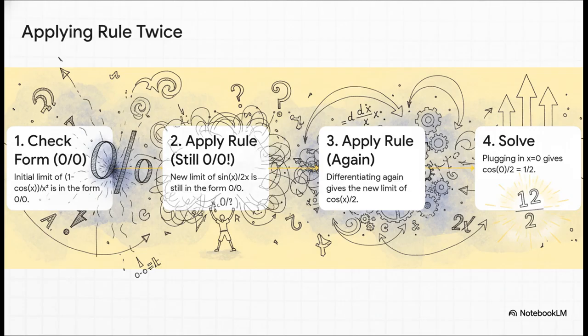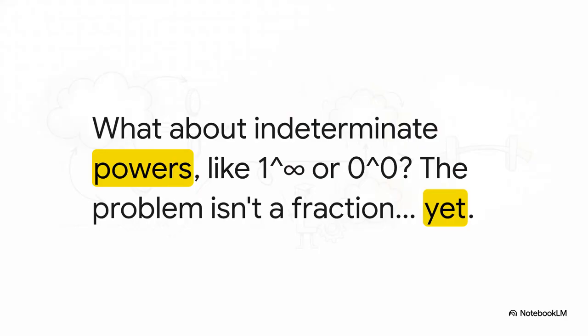The derivative of the top is sine of x. The bottom is 2x. Our new limit is sine of x over 2x. But hang on, if we plug in 0 now, we get 0 over 0 again. No big deal. The key is you can just apply the rule a second time. So the derivative of sine of x is cosine of x, and the derivative of 2x is 2. Now our limit is cosine of x over 2. We plug in 0, we get cosine of 0 over 2, which is just a nice, clean 1/2. Done.